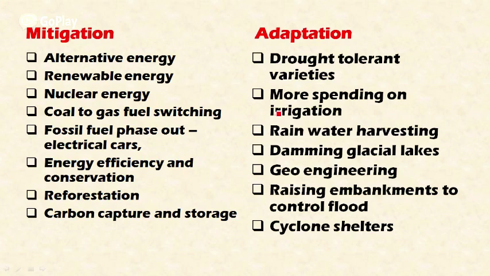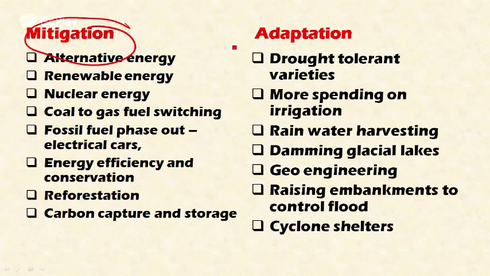Before going further, while discussing in detail the technology mechanism, let's look at the difference between mitigation and adaptation. Here, mitigation is the process of directly reducing the global greenhouse gas emissions through various tactics. Here, the effort is preventive.